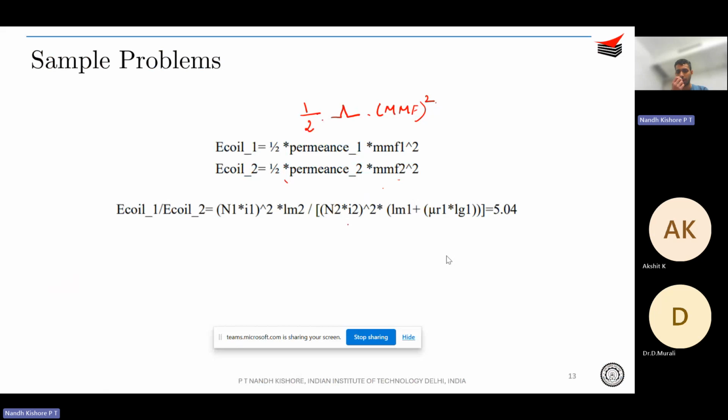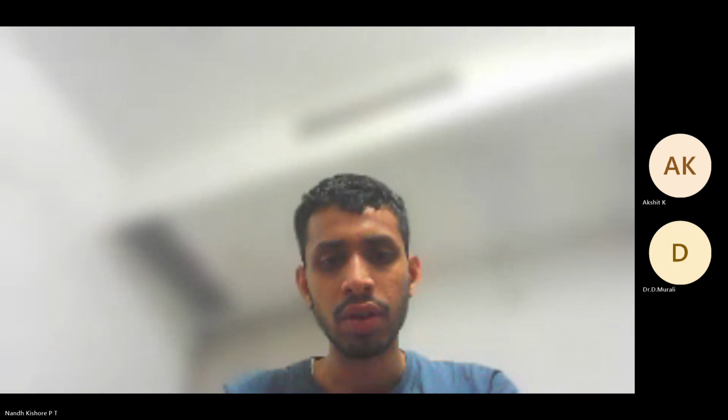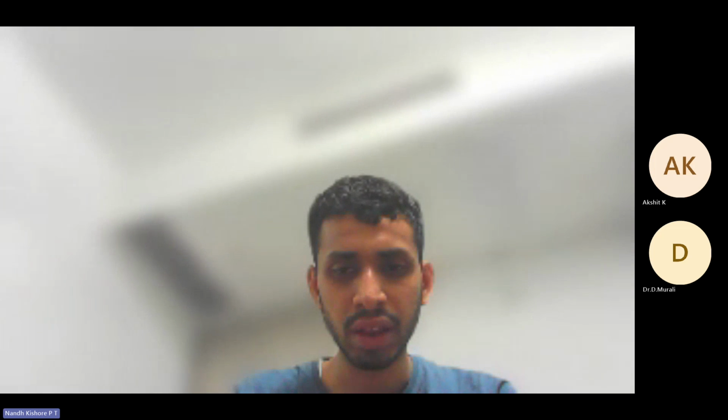Or similarly, you can adopt this method as well. Phi1 is known, MMF1 is known, and phi2 is known, and MMF2 is known. So there is some problem with the.